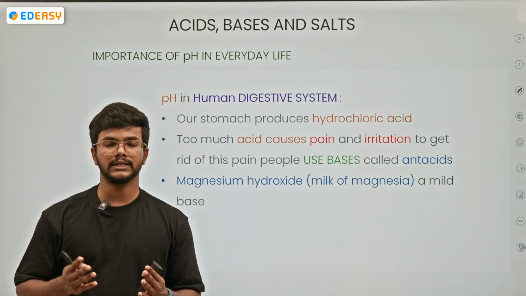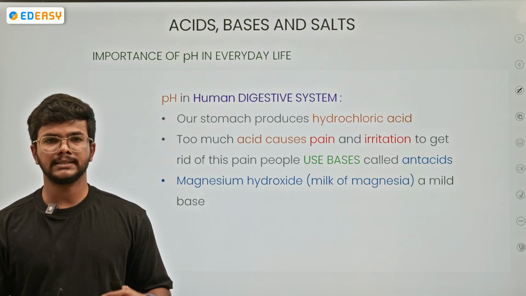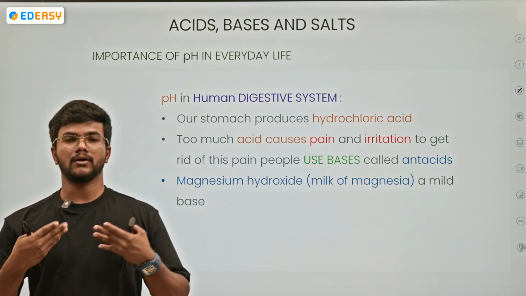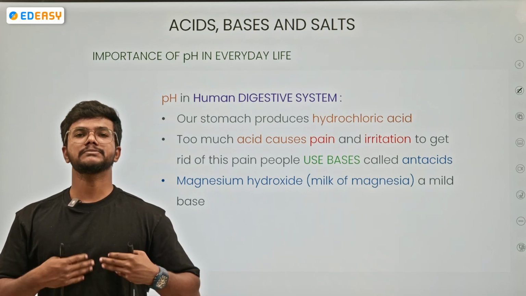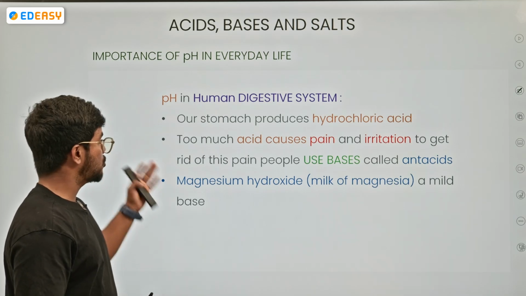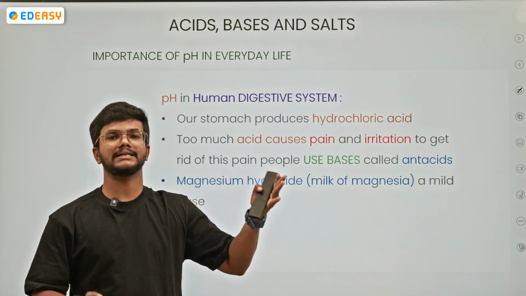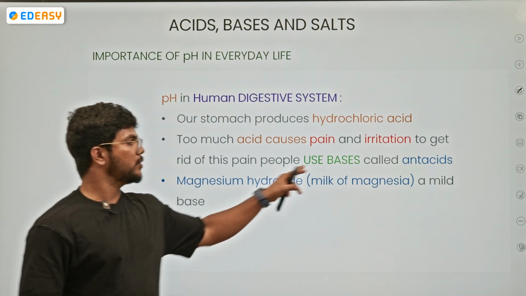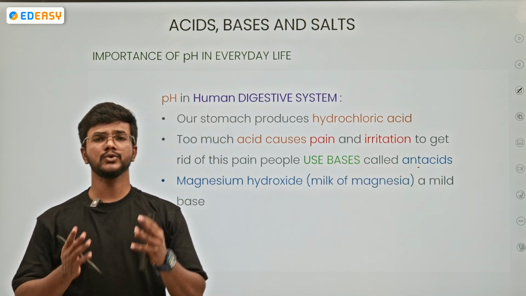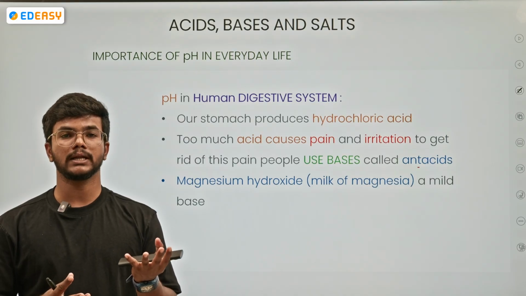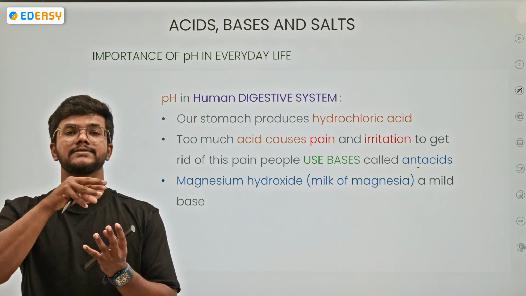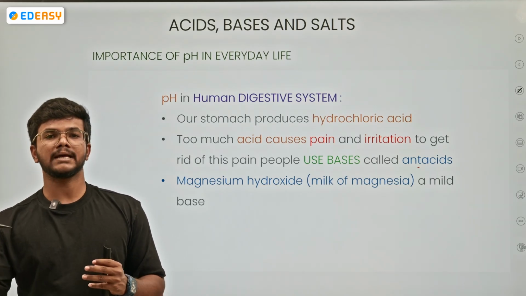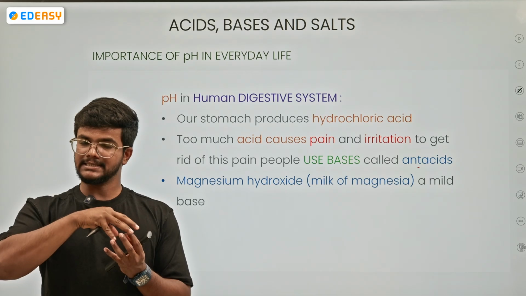We already know that in the digestive system an acid, HCl, is released to digest the food. When we take in more food, it releases more acid for digestion, but too much acid causes pain and irritation. That is nothing but acidity. To relieve the acidity, we use bases called antacids. Why do we use bases? Because acid can be neutralized with the help of bases. That's why they are called antacids. Opposite of acids are bases, which can neutralize the acids in the stomach.